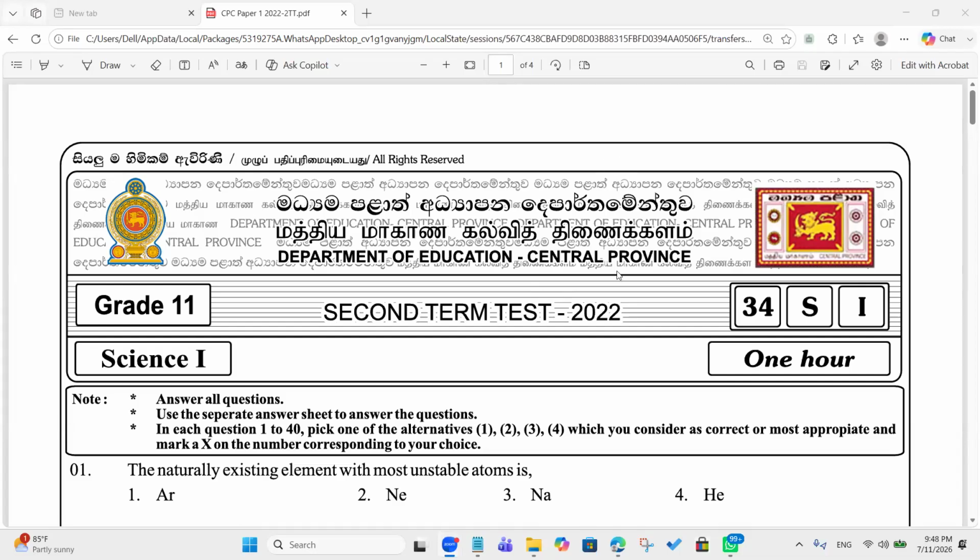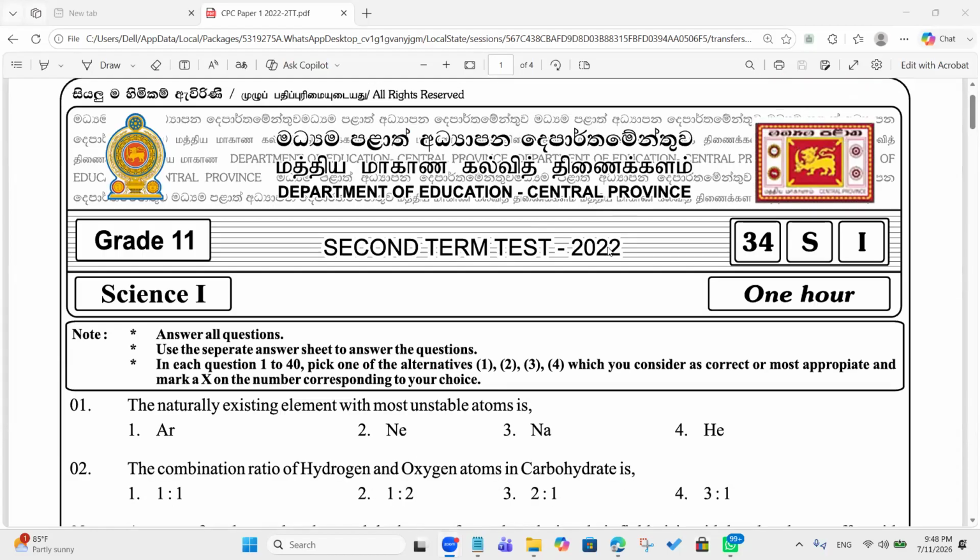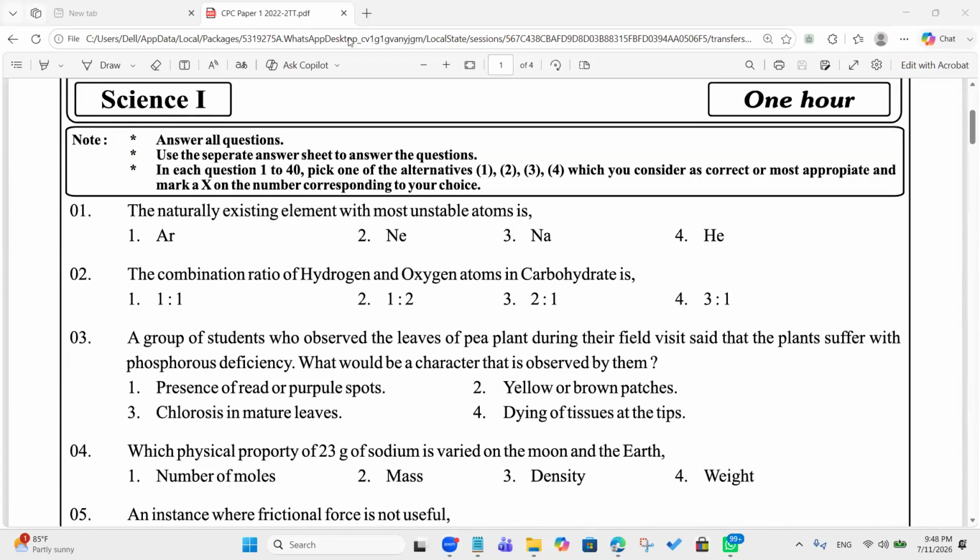Right. So today I selected a paper and I shared this one to the groups. So we will discuss the 2022 Central Provincial paper. I selected the MCQ as the first one. Okay. Can you tell me the answers for these questions? Right. Number one, a naturally existing element with the most unstable atom is.